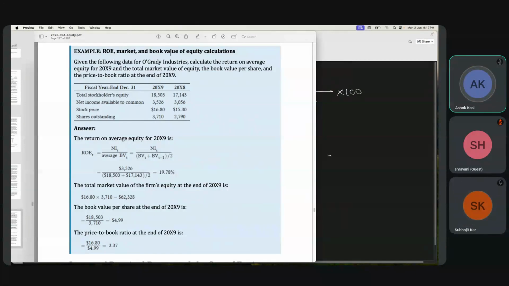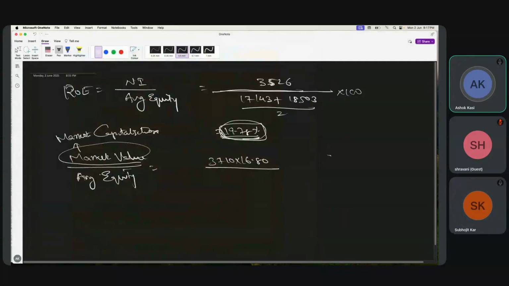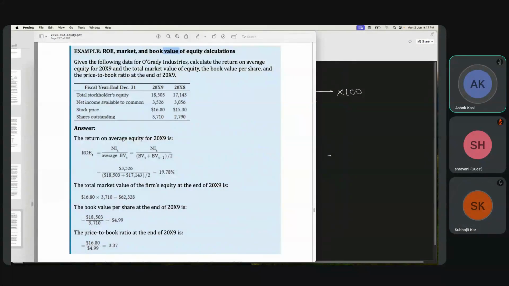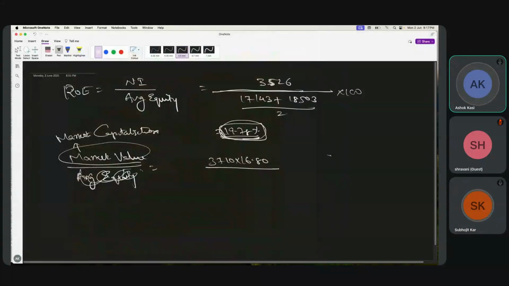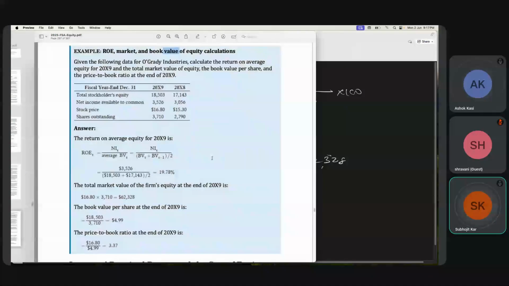Okay, it's not market value to equity, only market value they have asked. Market value and book value. It's not market value to average equity, only market value. So that means market capitalization. Just calculate this. It's 62,328. So yeah, 62,328. This is market value.